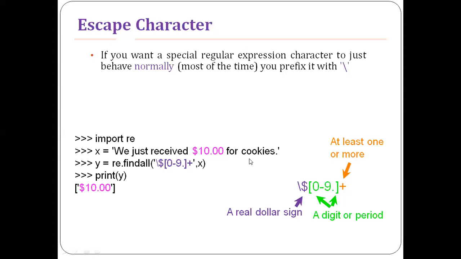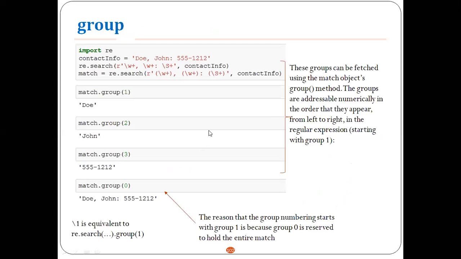And the next one is groups, in the sense that these groups can be fetched using the match object's group method. The groups are addressable numerically in the order that they appear, from left to right in the regular expression, starting with group 0. So look at one example here. I have something called contact info, Doy, John, and a colon, then 555 hyphen 1212. This is the contact information, or any string that you have.